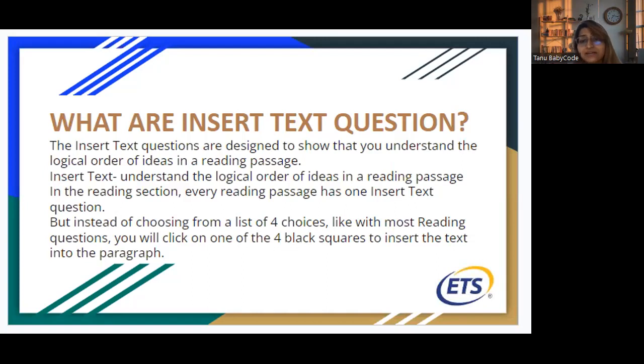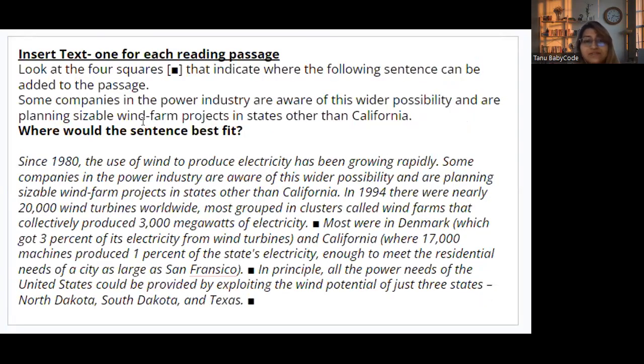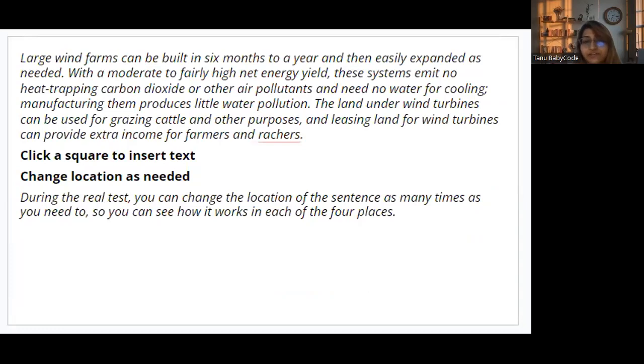Are you understanding it correctly or not? Instead of choosing from a list of 4 choices, you will click on one of the 4 black square boxes so that you can insert that text into the paragraph, right? So you can see here, like this: Look at the 4 squares that indicate where the following sentence can be added. This is the following sentence. And you have to see whether that sentence can fit here with the first black square box, second one, third one, or the fourth one, right? So you have to make it fit.